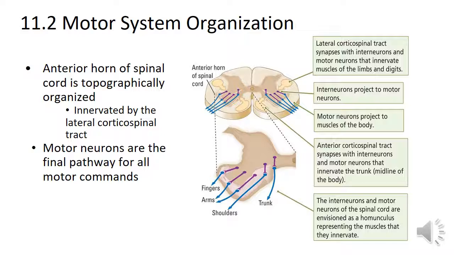It's important to remember that motor neurons are the final pathway for all motor commands. So everything that originates in the prefrontal cortex comes all the way through this system down to motor neurons, which are the final part of the nervous system to execute the motor commands.